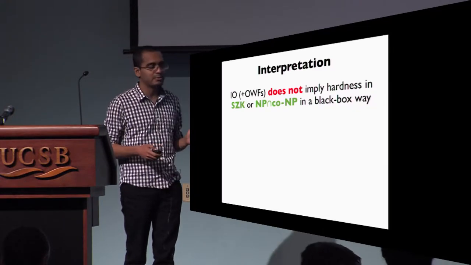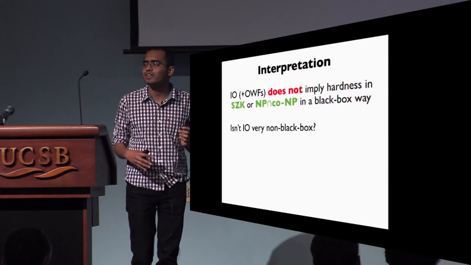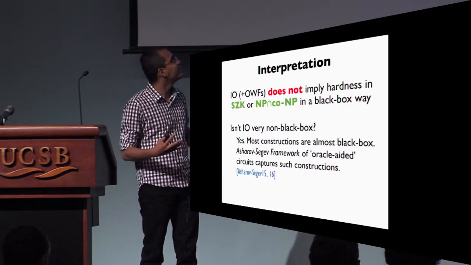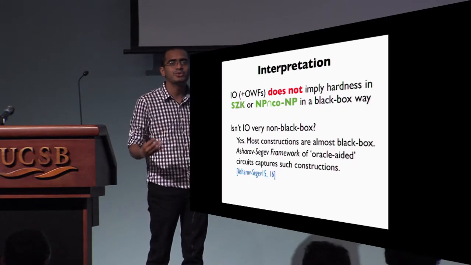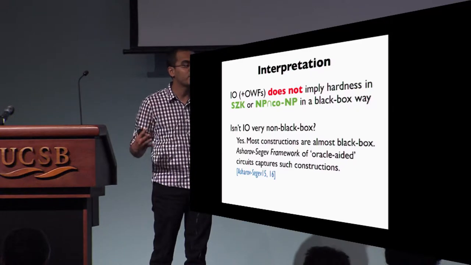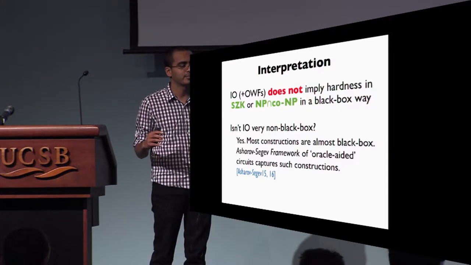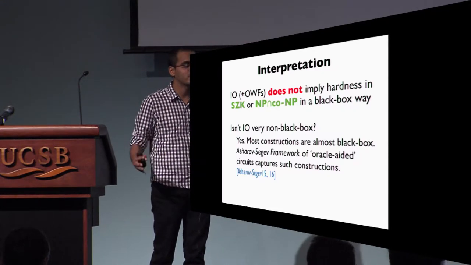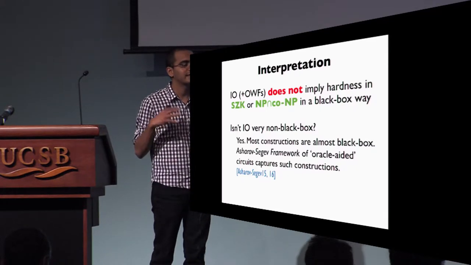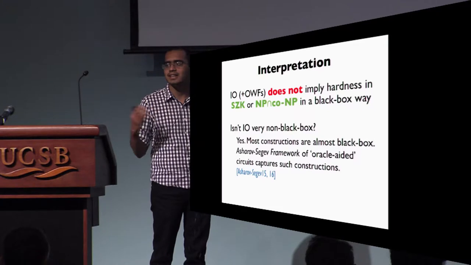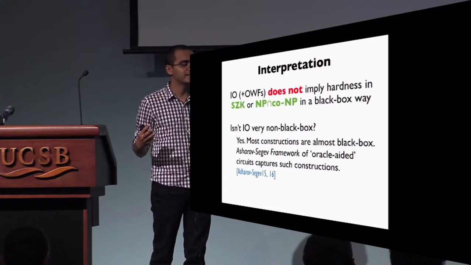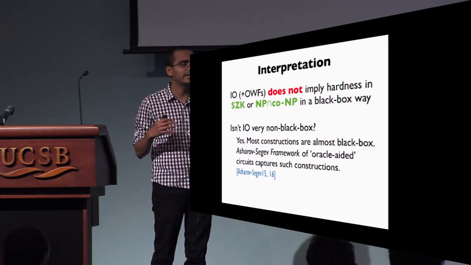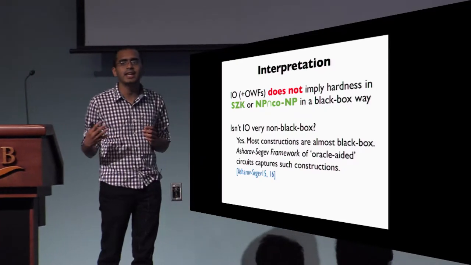Great. Some remarks. First of all, isn't I/O very non-black box? I guess thanks Amir for giving away the punchline. It turns out that we can capture these. While I/O does use most constructions in a non-black box way, it does so in a fairly restricted manner. Most constructions first construct some primitive using the one-way function in a black box way, and then they obfuscate it. Asharov and Segev give a framework of oracle-aided circuits, circuits which have one-way function gates, which captures such constructions. And so we also work in this model. And we show that in this model, I/O cannot construct hard problems in SZK or in NP intersect coNP.